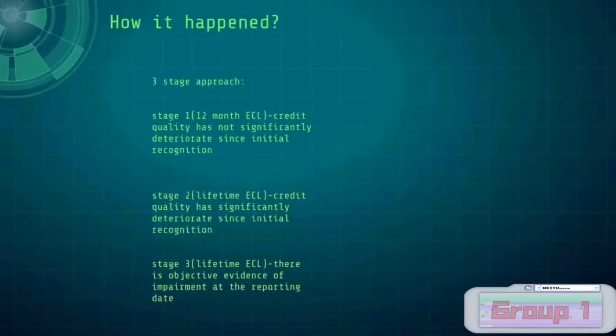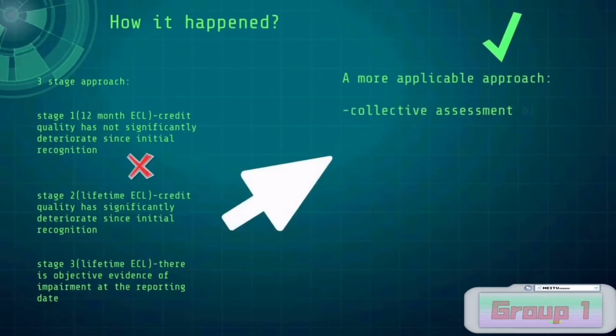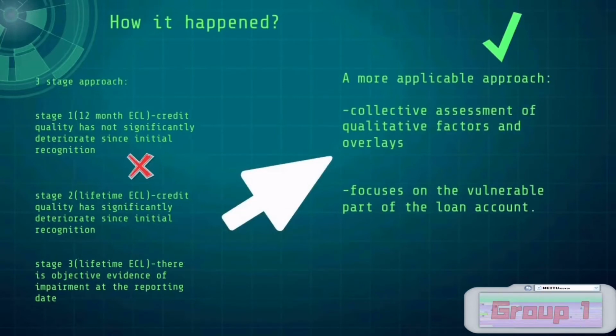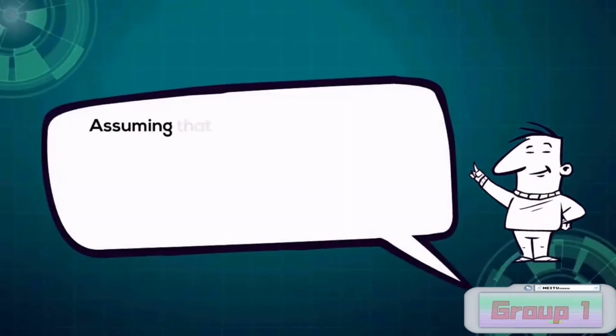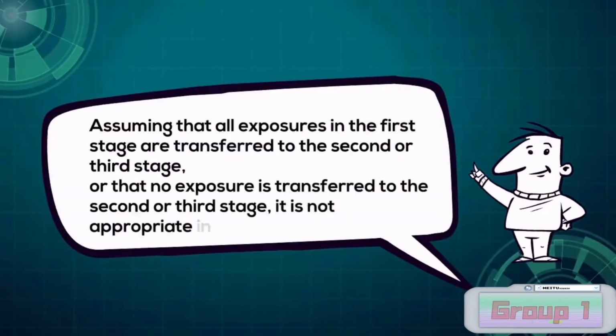Due to the COVID-19 pandemic, the three-stage approach is no longer applicable. Instead, a more likely method might be a collective assessment of qualitative factors and coverage, which focuses on the vulnerable part of the loan account. Because assuming that all exposures in the first stage are transferred to the second or third stage, or that no exposure is transferred to the second or third stage, is not appropriate in many cases.